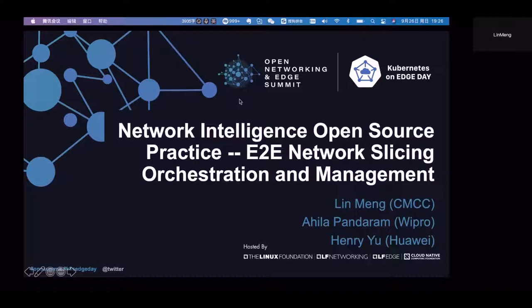In this session, I will mainly talk about the requirements of network slice management, our open source practice in the LFN ONAP community, and the roadmap of network slice intelligence.